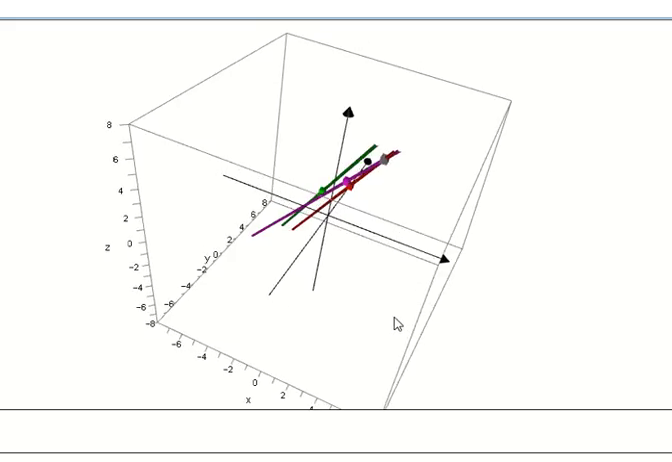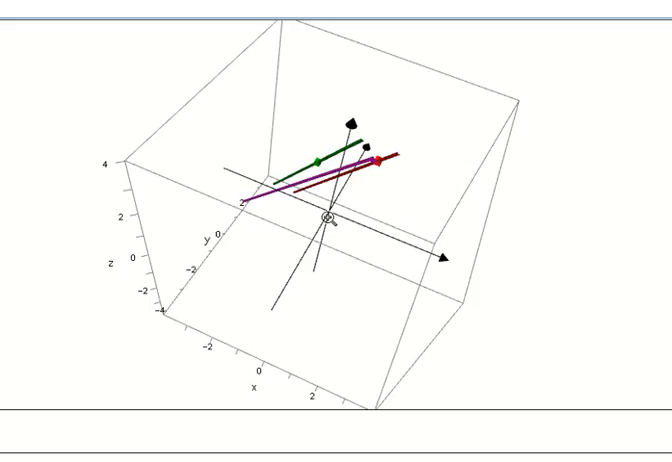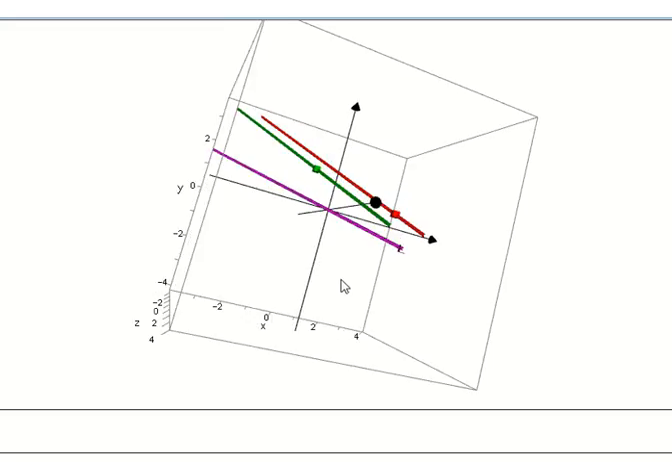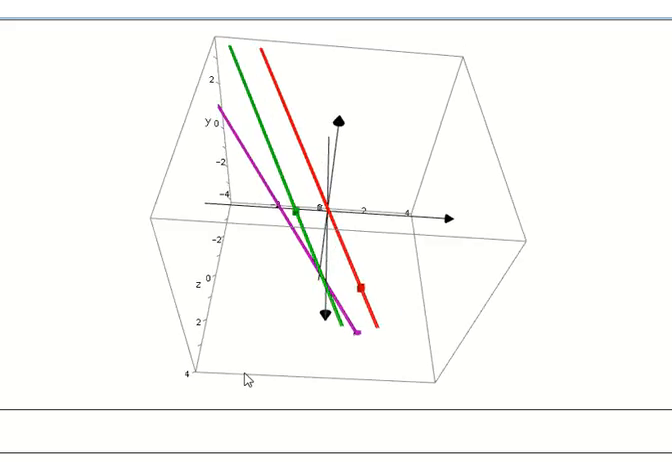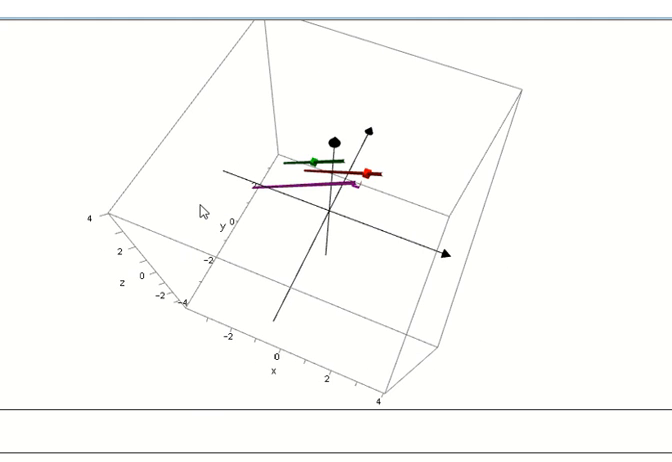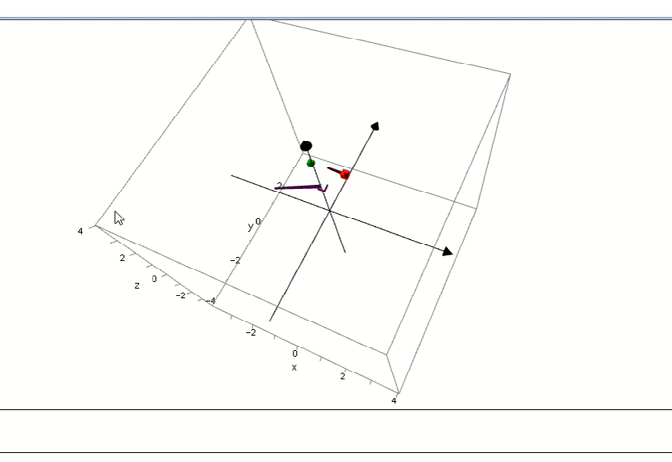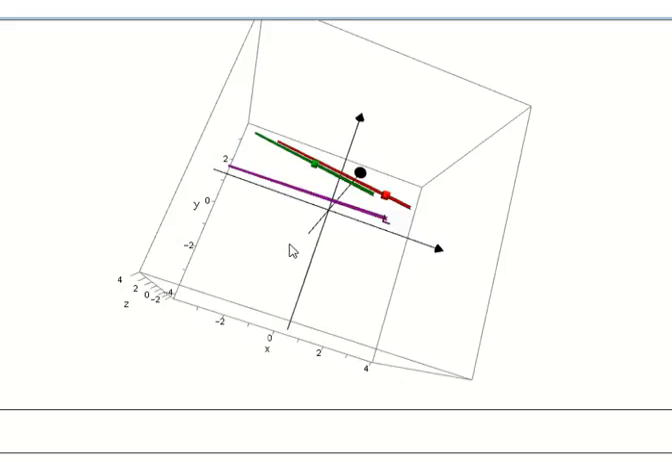If you focus on the purple line and the green line, those are what we mean by skew lines. See the purple line and the green line from certain perspective, like the vapor trails, they look like they're intersecting. But you can see from another perspective, they're not going to meet. They are skew lines.